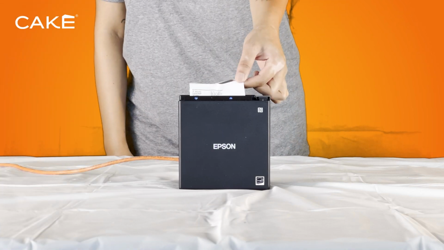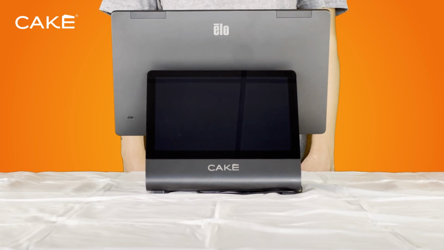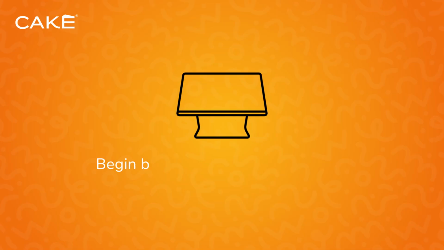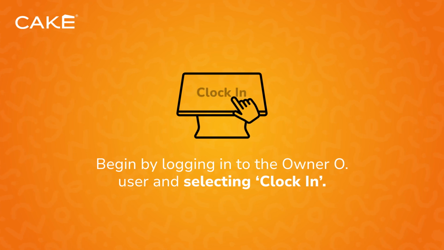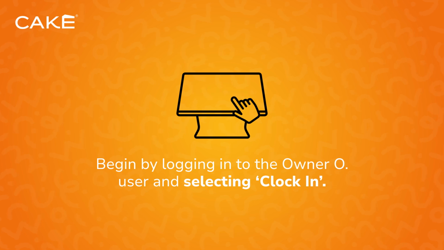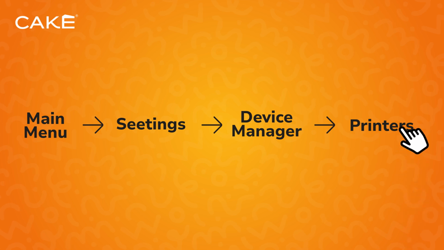Now that you have the IP address and the printer is physically connected, it's time to configure the printer on your POS system. Begin by logging in to the owner or user and selecting Clock In. Please note, if you do not clock in, you will not have access to the full main menu. Now, navigate to Main Menu, Settings, Device Manager. Then select the Printers option on the left-hand side of the screen.